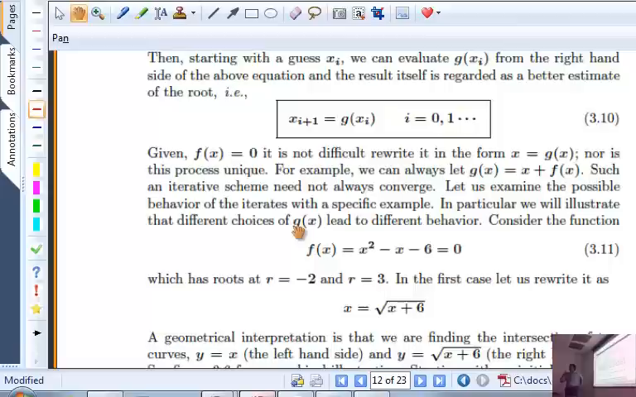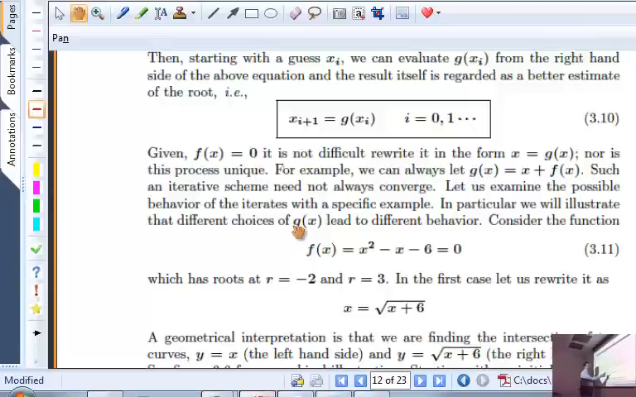But the claim that I made is that I can always rearrange the problem f of x equal to 0 as x equals g of x. Here I'm showing you one way, and I'm going to show you at least three different ways of doing that. In one way, I keep the x squared on the left-hand side, move x plus 6 to the right-hand side, and take the square root. So x equals the square root of x plus 6.